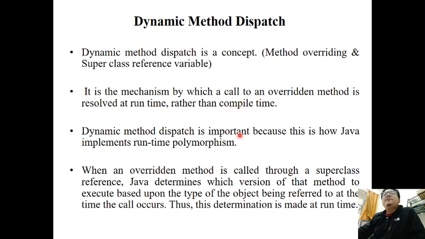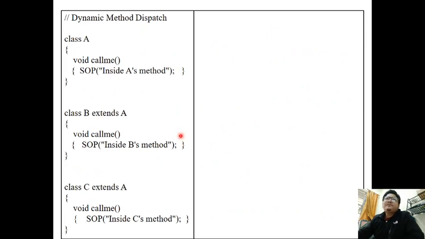Dynamic method dispatch is important because this is how Java implements runtime polymorphism. When an overridden method is called through a superclass reference variable, Java determines which version of the method to execute based on the type of object being referenced at the time the call occurs. This determination is made at runtime. You can easily understand it with an example.